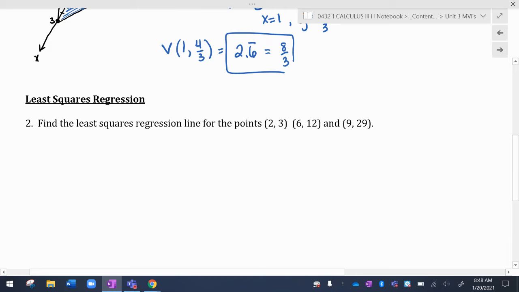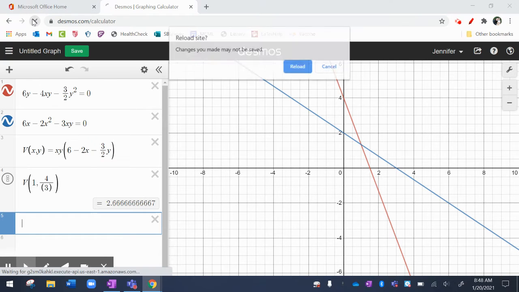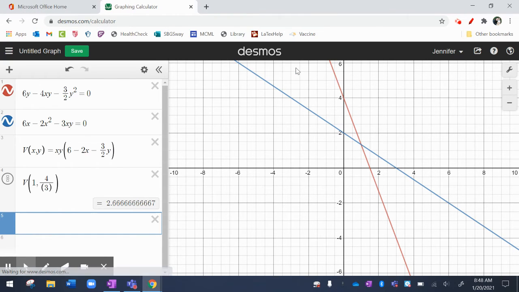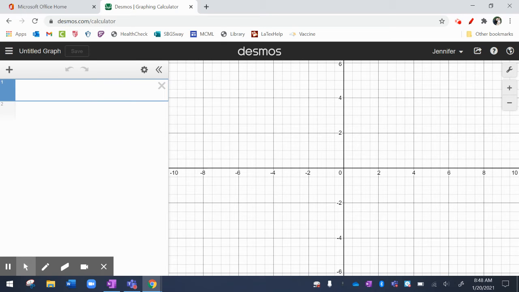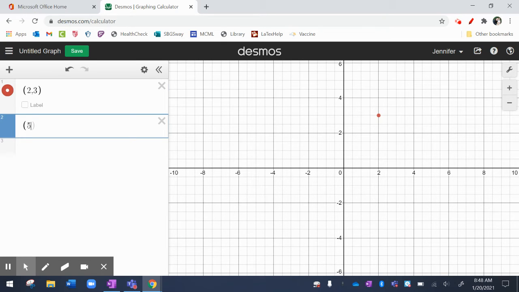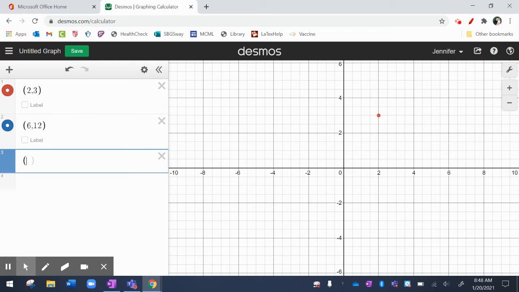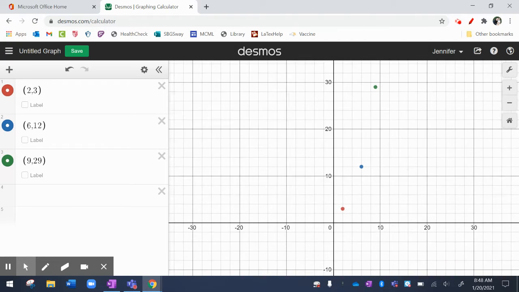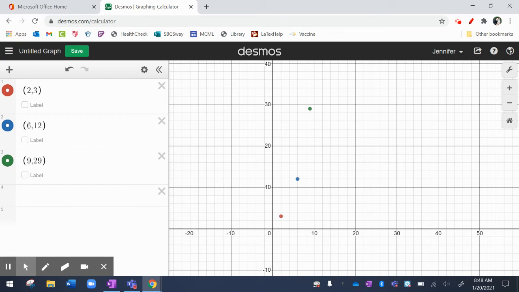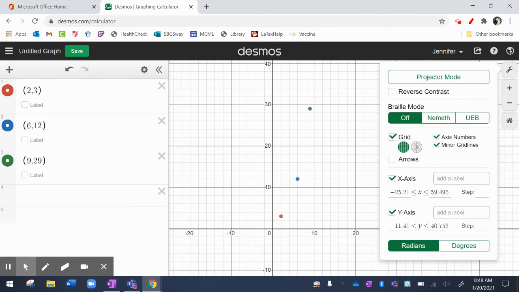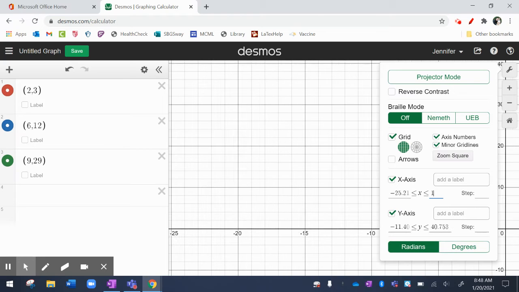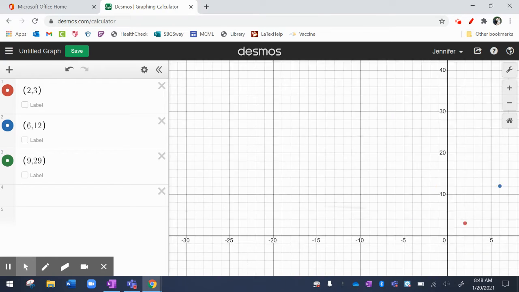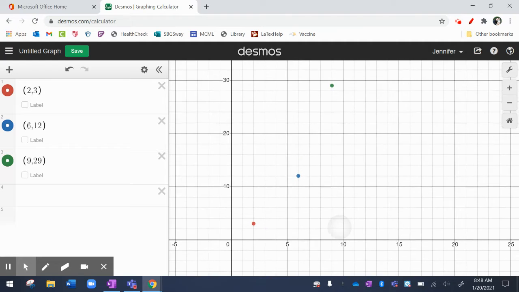Find the least squares regression line for the points 2, 3, 6, 12, and 9, 29. Okay, so let me show you what I mean by that. Think back to algebra when you did linear regression and you plotted some points. And then you had to draw the line of best fit for those points. So let me change my axis a little bit. I want to change my x to like 15. And it looks like that.